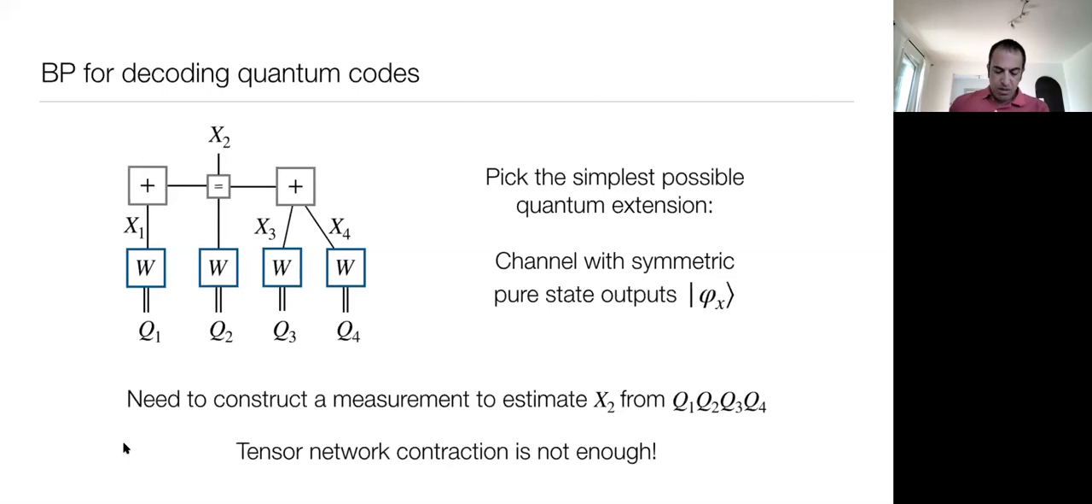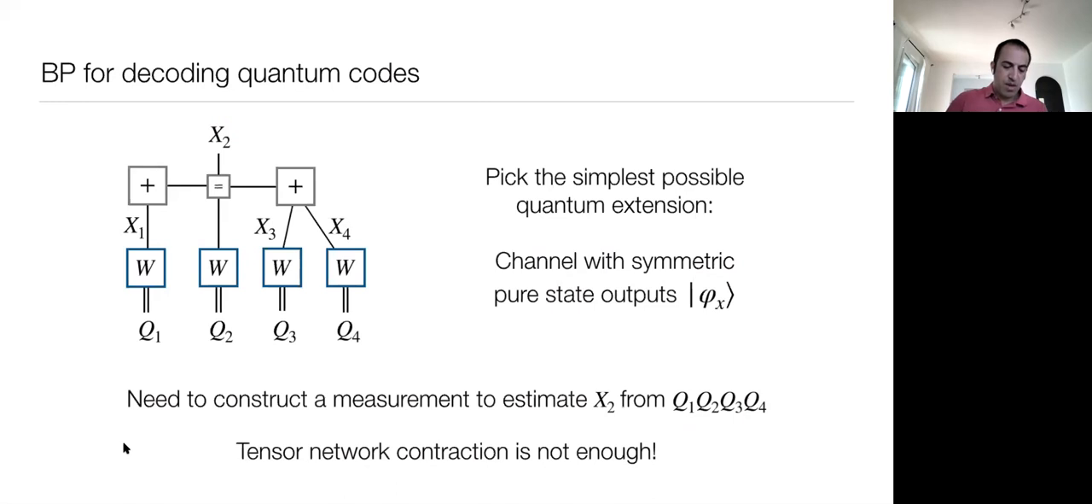Okay, so what we need to do, as I was just saying, is construct a measurement to estimate x2. Let's say we want to estimate x2 from these quantum outputs. Now here in the factor graph, I wrote it with 2 legs. And that's because this factor graph should represent the density matrix, basically, of the output.